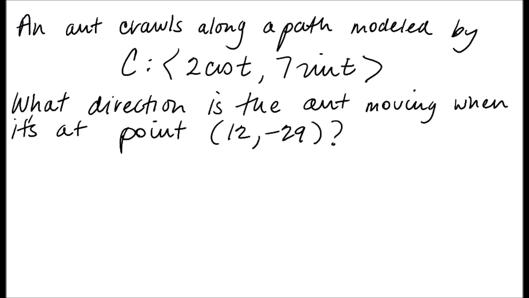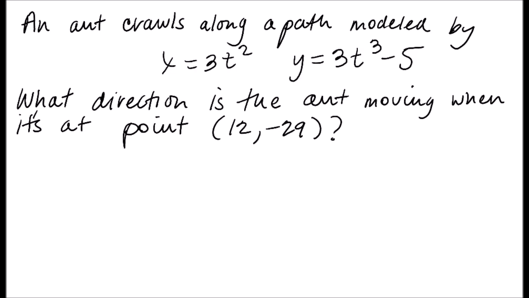I don't think that's the right curve. Hold on just a second. Yeah, I definitely copied the wrong vector equation because 2 cosine t can never equal 12. There's something wrong here. Yeah, definitely wanted that to be x is 3t squared and y is 3t to the third minus 5. Yeah, ants don't walk around ellipses. We know that. And so what direction is the ant moving when it's at point (12, -29)?